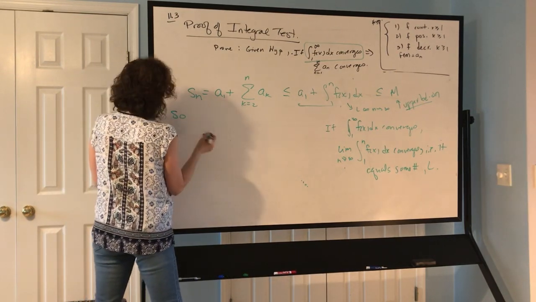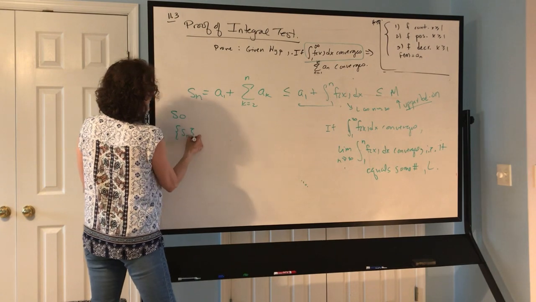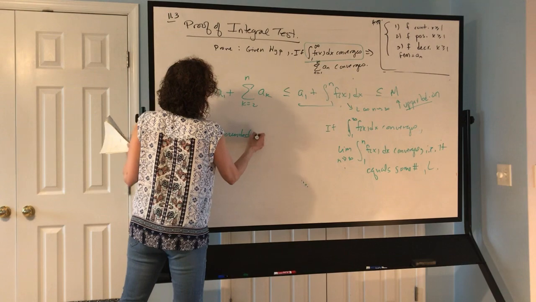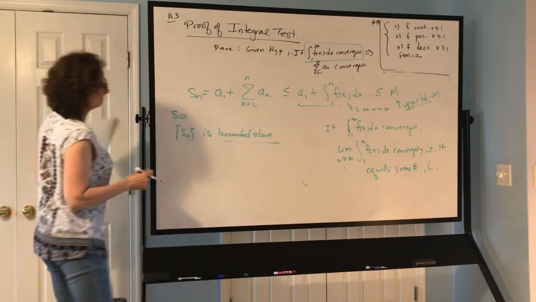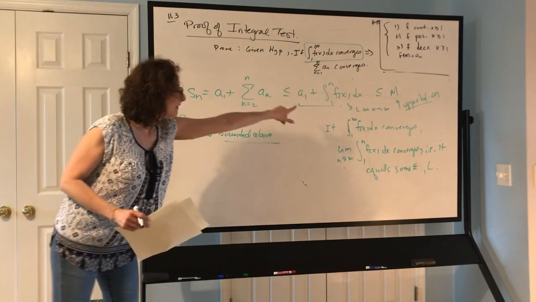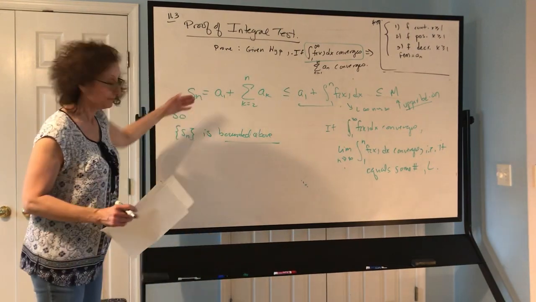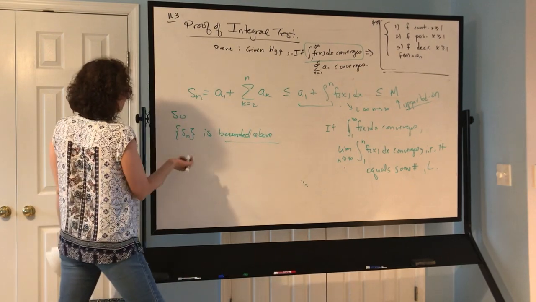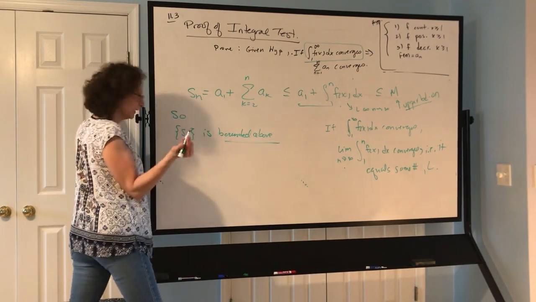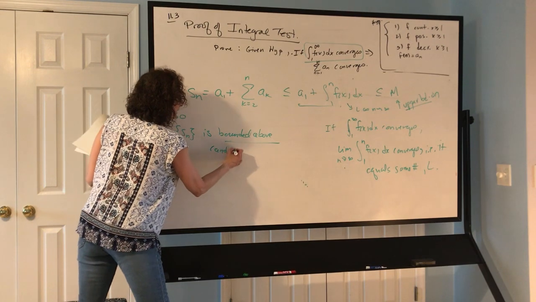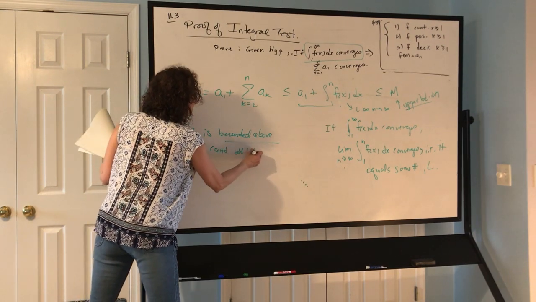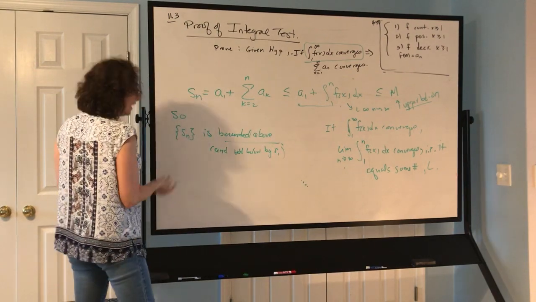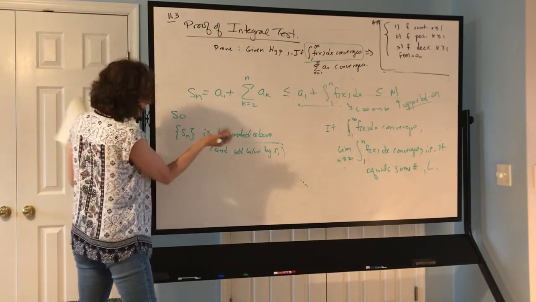So the sequence Sn, the sequence of partial sums, is bounded above. Right? This is a number, and it's bigger than that. It's bounded above. What else do we know? It's also bounded below, right? That's kind of a no-brainer. Bounded below by S1, its first term. And why is it a no-brainer?